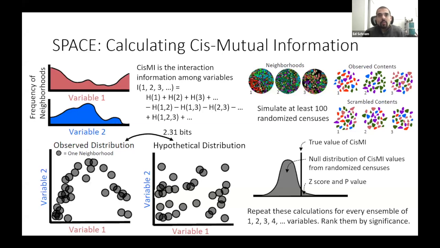Importantly, cis-MI, because of its information theoretic foundation, can discover any arbitrarily complex non-random pattern, not just linear correlations, and it can address any number of variables in an ensemble, not just 2 at a time. So in fact, we usually use SPACE to explore every possible combination of up to 3 or 4 variables at once.